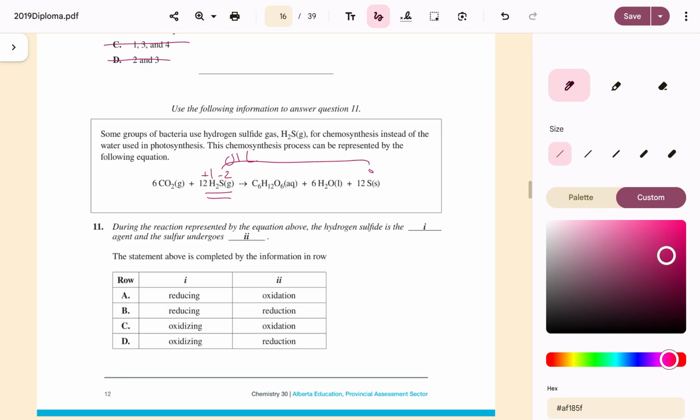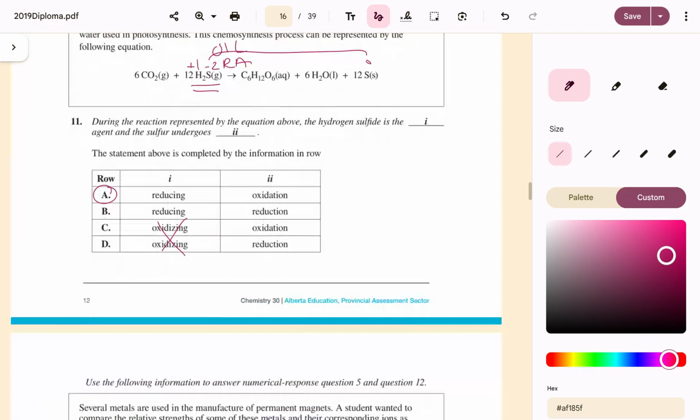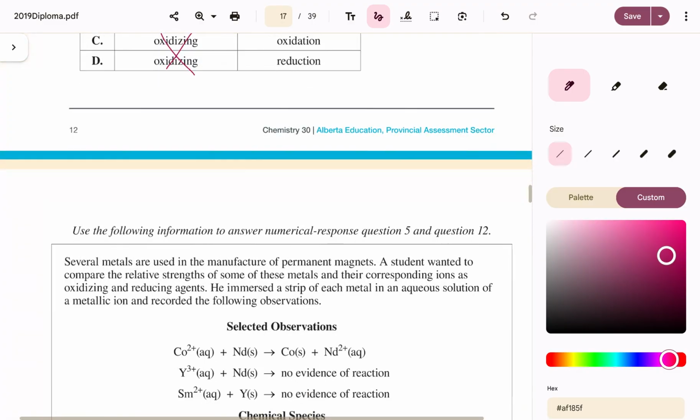So if you're losing your electrons, you're undergoing oxidation, and you will be the reducing agent. So for the question, it is the reducing agent, and then it's undergoing oxidation. So we're showing that we understand that. And moving on and keep going here.